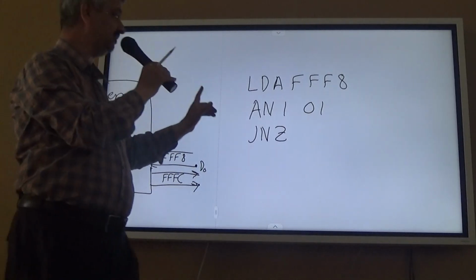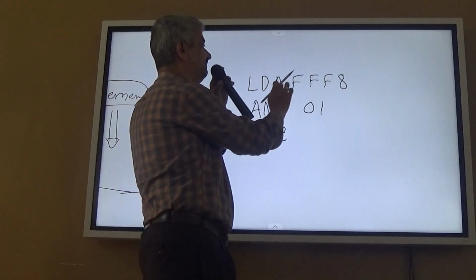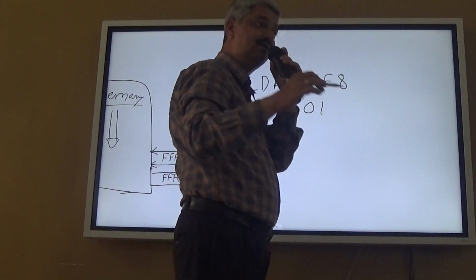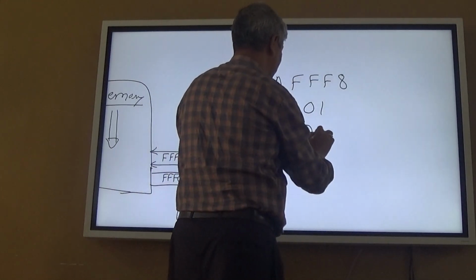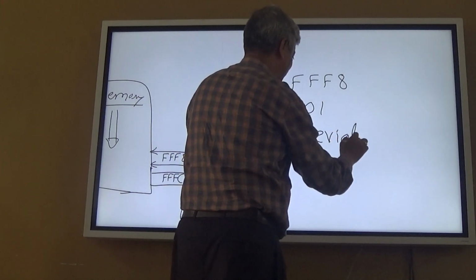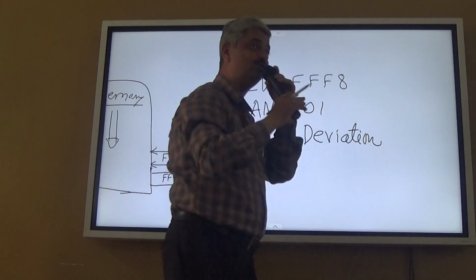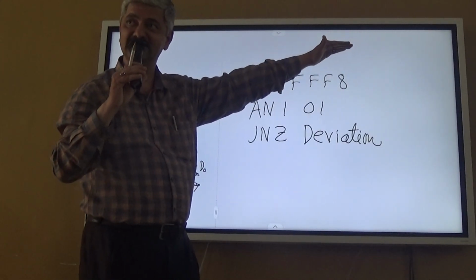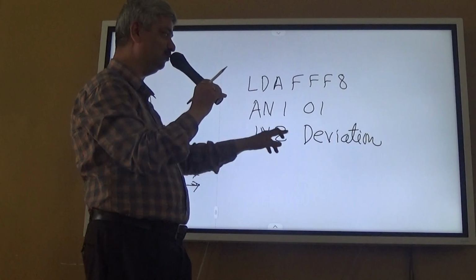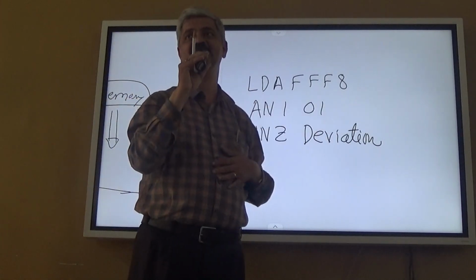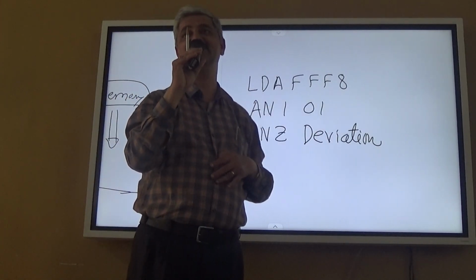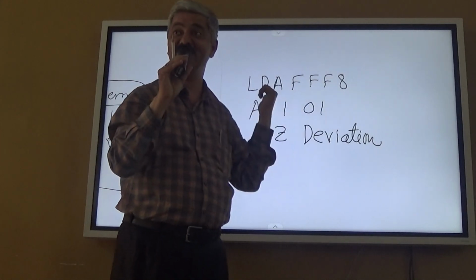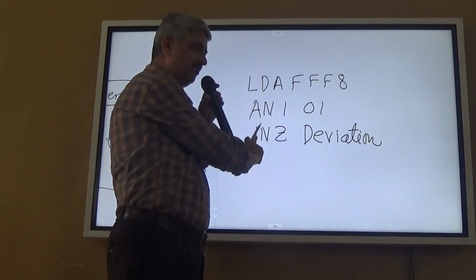So what will I do? LDA FFF8 and immediate 01 and jump on no zero deviation. This deviation is a label. It means I have to do something else. Jump on no zero deviation. Should I say jump or call? I have to come back again, so it is call.